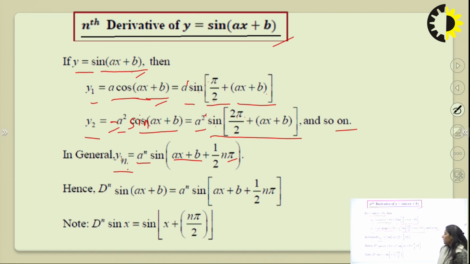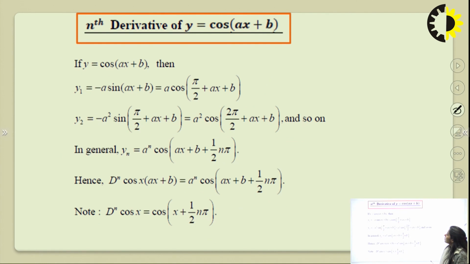Now to find the nth derivative of sin x, we will put a is equal to 1, b is equal to 0 in this formula, so we will get this nth derivative. Now next, y is equal to cos ax plus b, so we will find this in a similar way. You find y1 and y2 and y3 and convert it into the cos form, because our function is in cos form, cos ax plus b. So we will get this nth derivative, as we have already found for sin ax plus b.